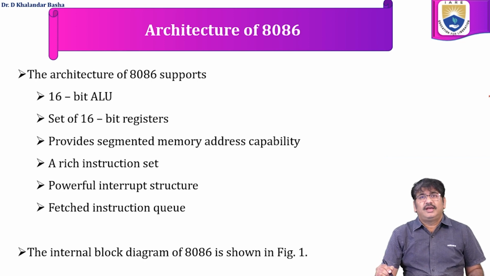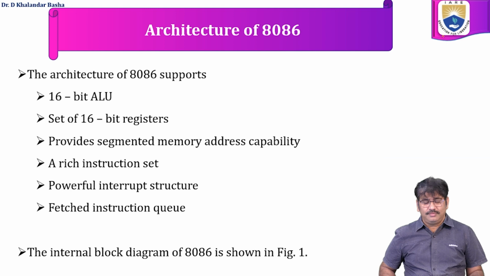The architecture of 8086 supports a 16-bit ALU, a set of 16-bit registers, provides segmented memory address capability, a rich instruction set, a powerful interrupt structure, and a prefetched instruction queue. The internal block diagram of 8086 is shown in figure 1.